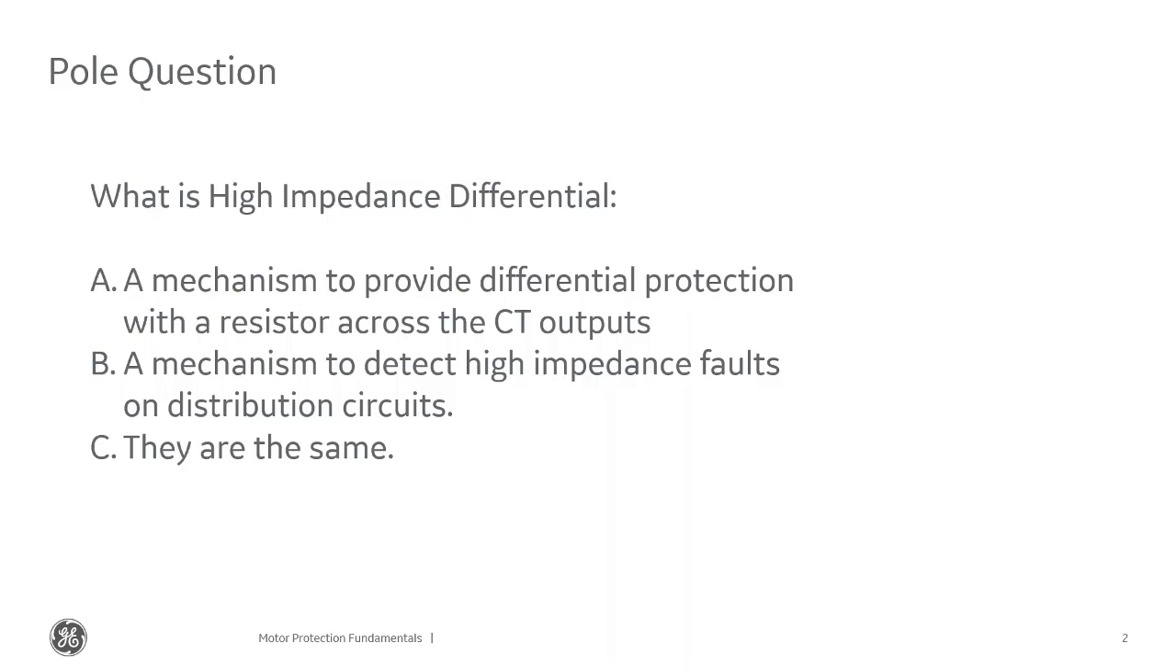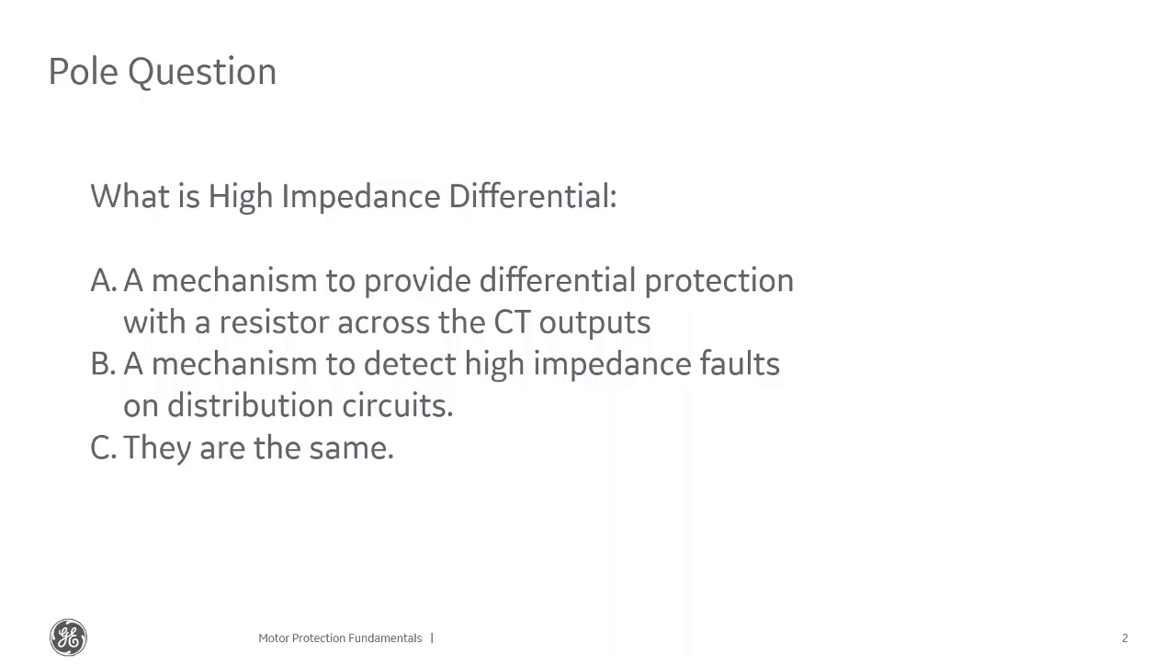Now, option B there was a totally separate thing. It applies to the distribution system. And this is where we use particular algorithms that are going to identify particular waveforms and particular energy in those waveforms to detect a high impedance fault on a distribution circuit.